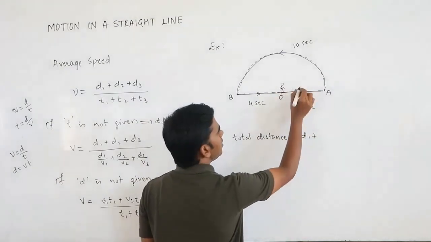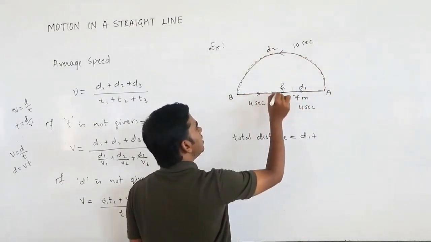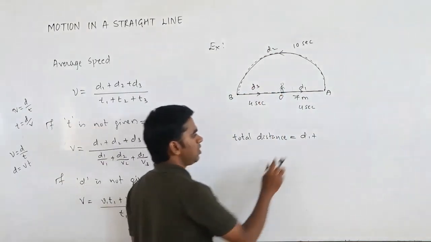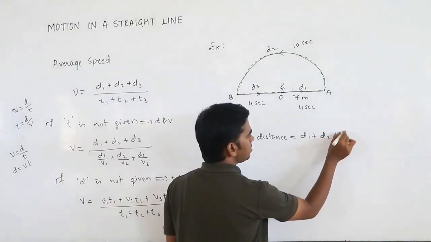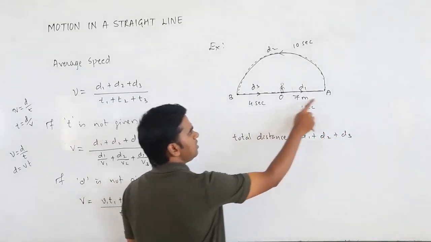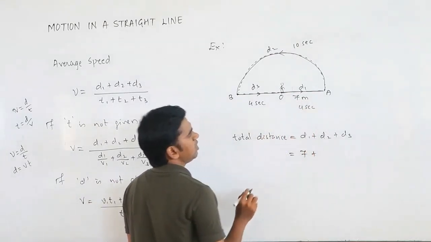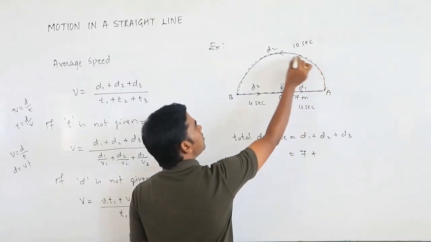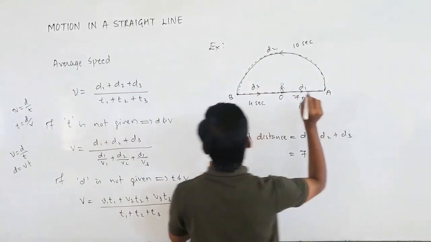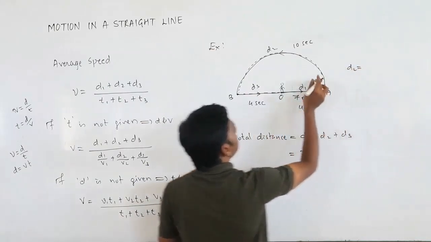From here to here it is D1, from here to here it is D2, and from here to here it is D3. So total distance is D1 plus D2 plus D3. What is D1? D1 is 7 meters, from here to here. Plus what is D2, from here to here? How can you calculate D2? It is a semicircle.